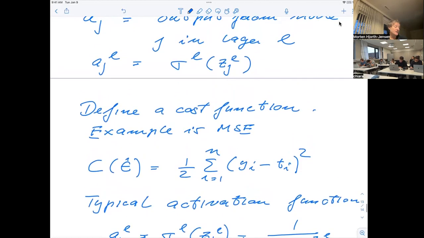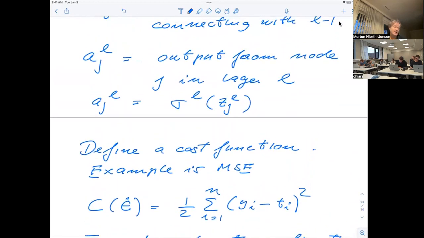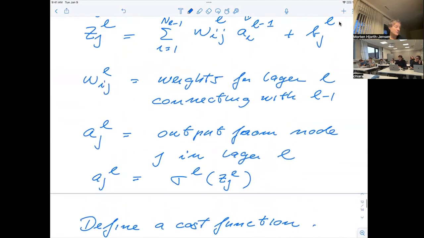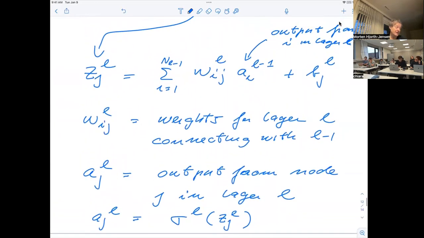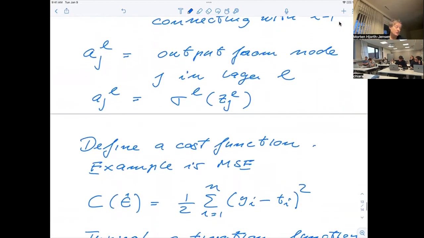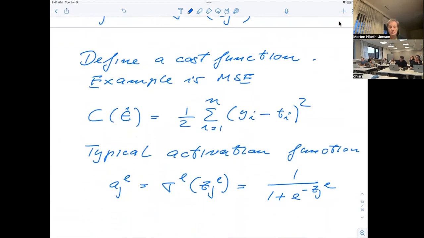So we have defined the different inputs to a given layer. We have defined the weights and the biases which need to be defined. And then we have a cost function and we have a typical activation function. So next week, we are going to start from here and we are then going to derive the backpropagation algorithm. And we are going to link that with the reverse mode in automatic differentiation. And that will also show you why it's so useful to think of using automatic differentiation when we are setting up neural networks.